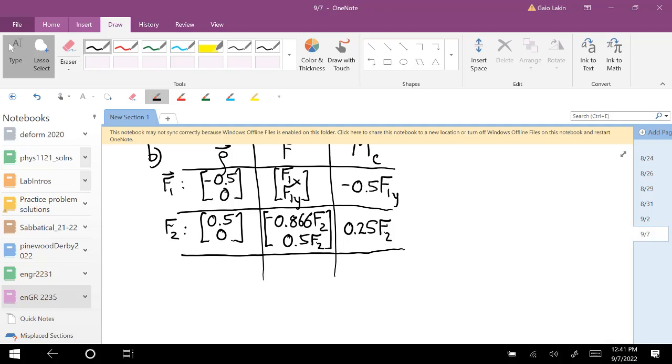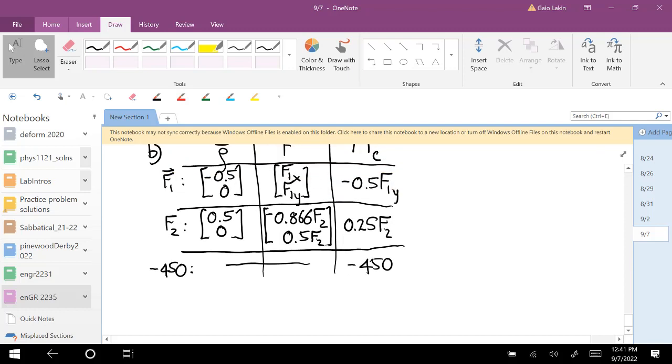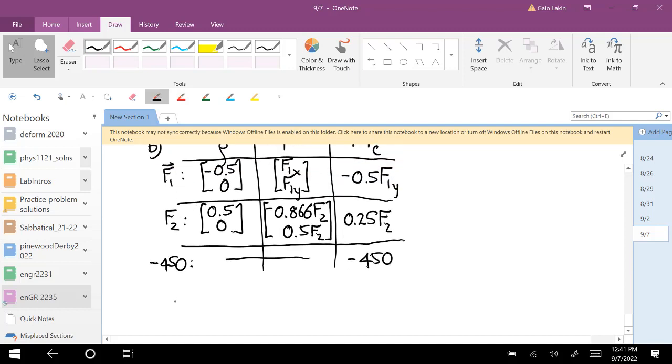And then last is the couple. We don't care about these things because a couple, it's equal and opposite forces. It adds up to 0, and we don't care about the row vector, and we get a value of negative 450. So I'll just go straight to the equations this time.